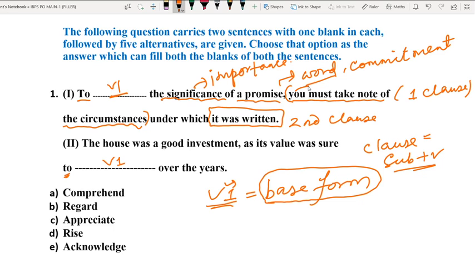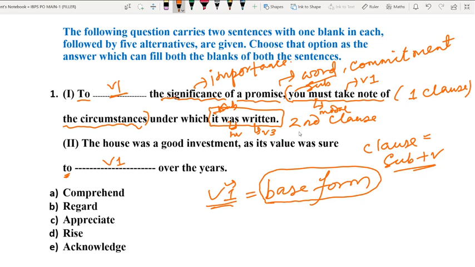You can see here "you" functions as a subject. "Must" is a modal, right? And "take" becomes the verb's first form, V1 form. So it becomes a clause, and the second clause starts from "it" and ends with "written". And here "it" functions as a subject, "was" is the helping verb, and "written" is the third form of the verb. That means the second clause is in passive form and it has followed the passive structure of simple past tense.